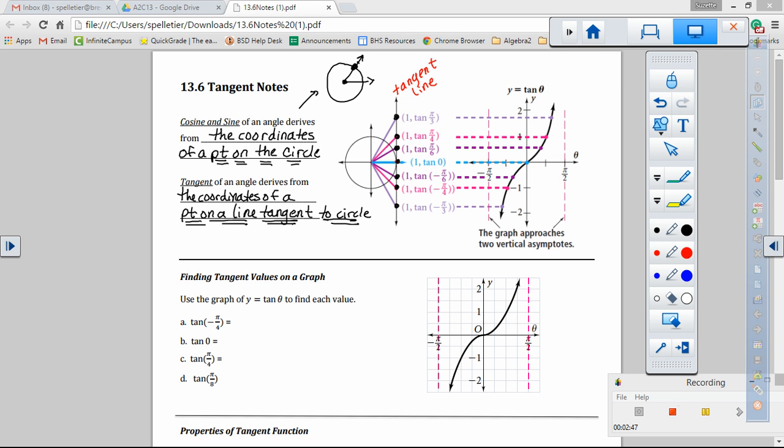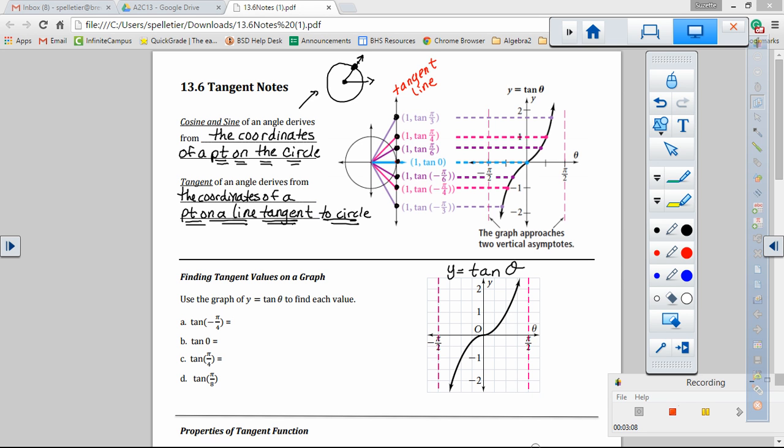So let's find some tangent values on a graph. So we have a graph, and we're going to actually just kind of read the graph a little bit, is what it's telling us to do. So we're going to use this graph, this one right here. Y equals the tangent of theta. This is the parent graph. And I want us to find the value when the tangent is negative pi over 4.